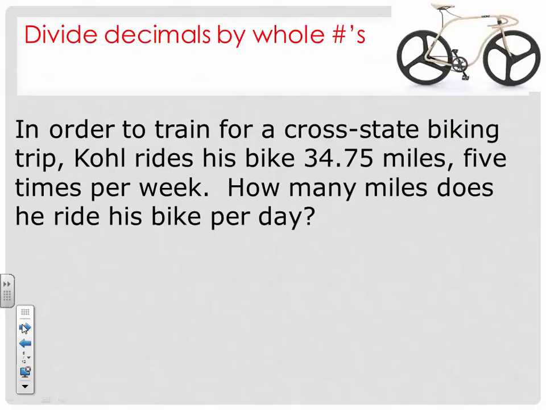Here we go. In order to train for a cross-state biking trip, Cole rides his bike 34.75 miles 5 times per week. How many miles does he ride his bike per day? So we're saying in the whole week he rides 34.75 miles. If he goes 5 times per week, we need to figure out per day. So anytime we want to go from a multiple amount to 1, we're always going to divide.